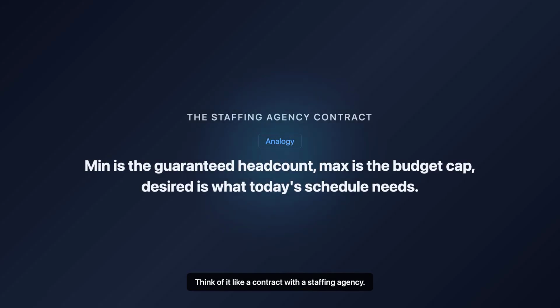Think of it like a contract with a staffing agency. The minimum is your guaranteed headcount. You've promised there will always be at least 2 people on every shift. The maximum is your budget cap. Never send more than 20 in a single day. And desired is what today's schedule actually calls for. The scaling policy is the floor manager on the phone saying, send 3 more, or telling the agency we're overstaffed, stop sending. 3 numbers, 3 clear roles.